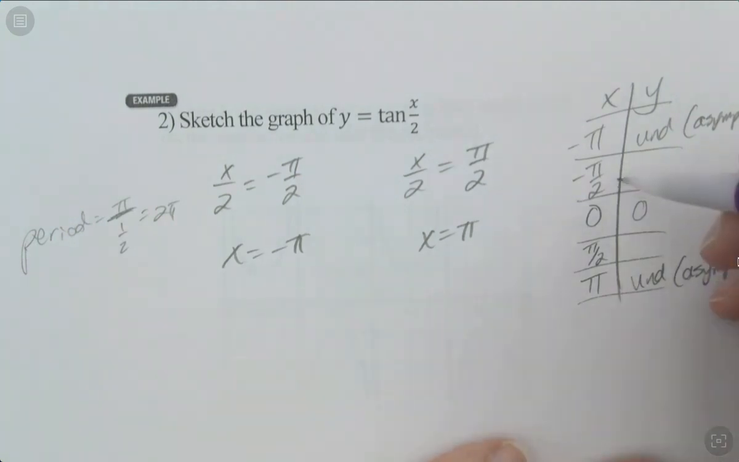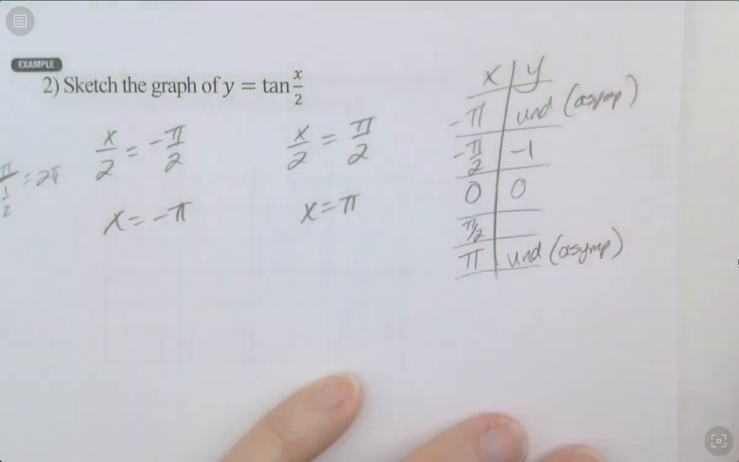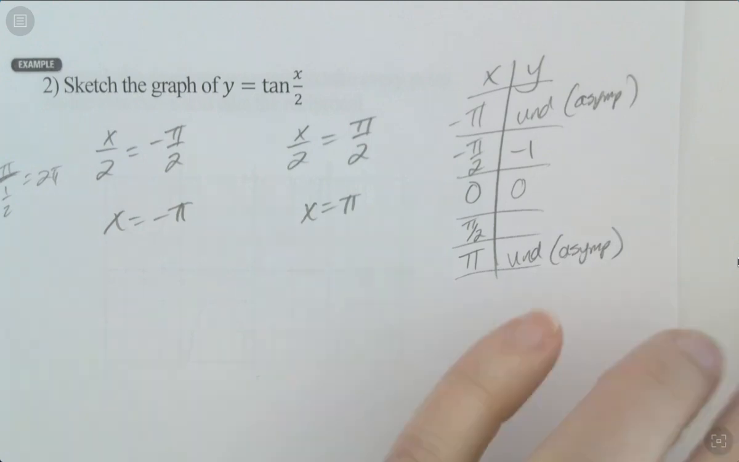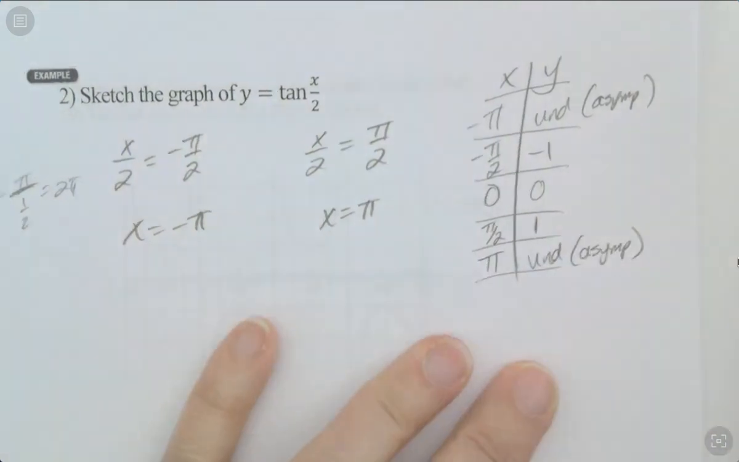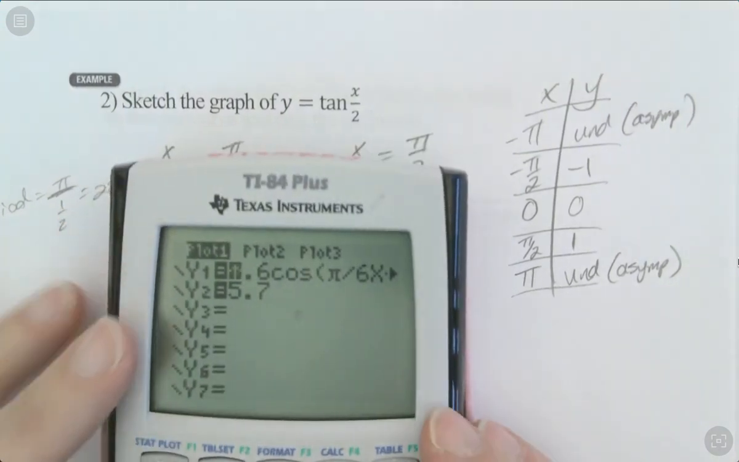All right, and then we need to figure out what the y coordinate would be for negative pi over 2. Say again? Negative 1, yeah. And for positive pi over 2? 1. So one thing that you could do, and I do encourage you, hold on, I'm about to show you, I do encourage you to use your calculator.